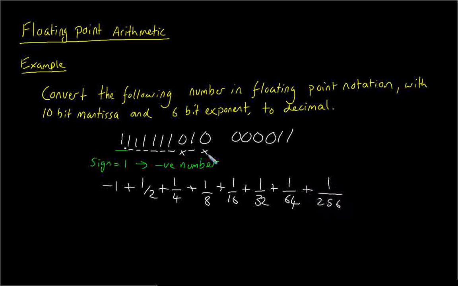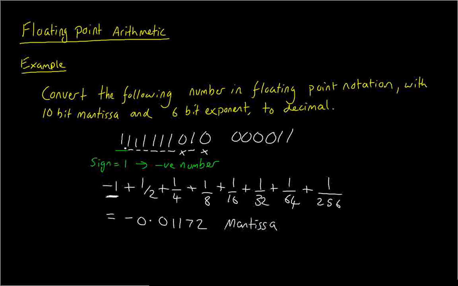Now if I was to add all of those numbers together, including the minus 1, don't forget, I would get this number, minus 0.01172. And that's my mantissa done. Alright? So let's just make a note of that to the examiner. That is my mantissa, and I've shown my working out.